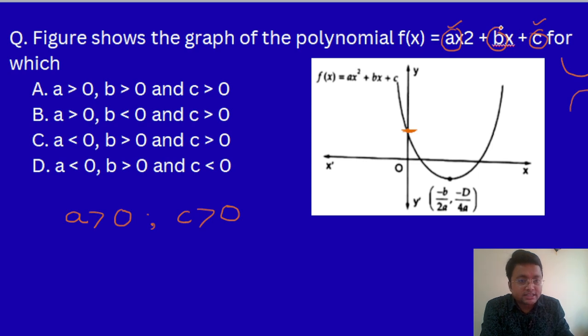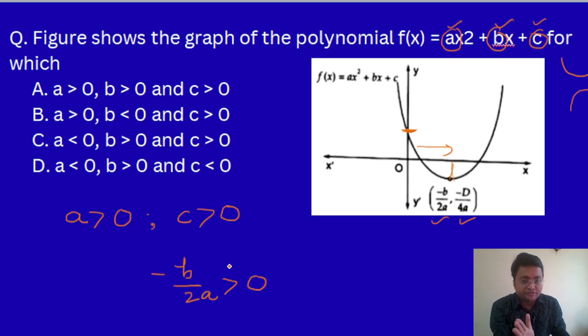Okay. Now the last is B. As you know students, this is the vertex of the parabola, and the vertex of the parabola is minus b by 2a and minus d by 4a. So minus b by 2a will be greater than 0. Why? Because this vertex is to the right of the origin. So definitely minus b by 2a will be greater than 0.